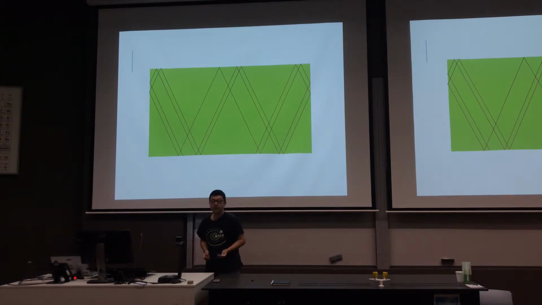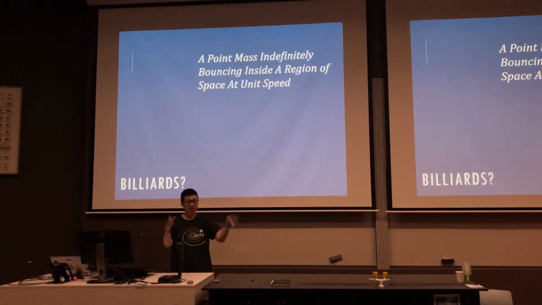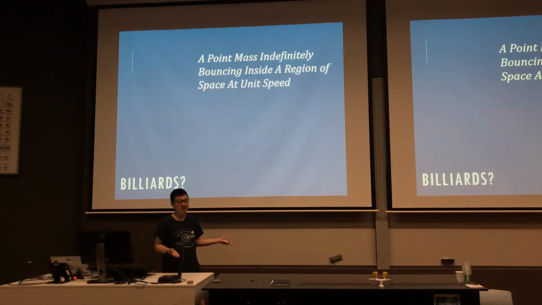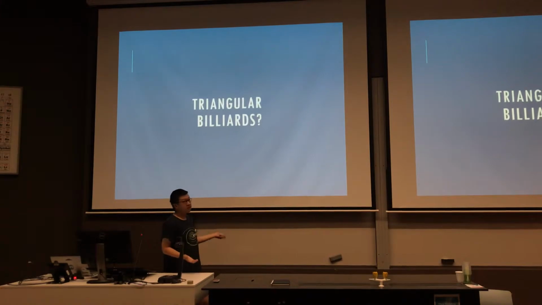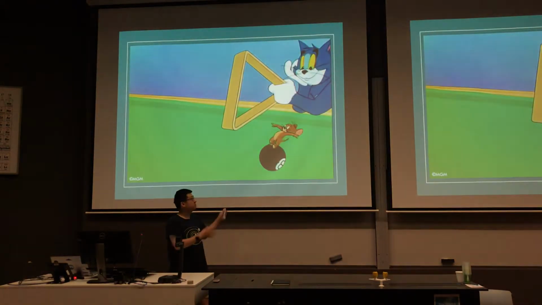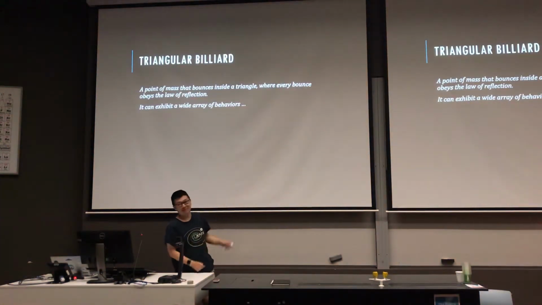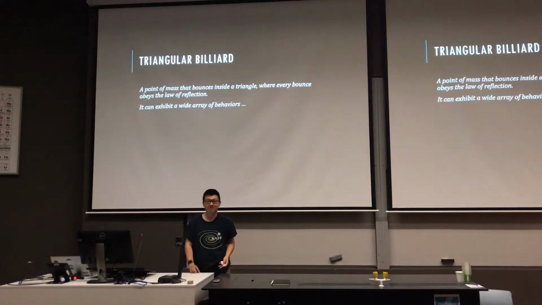This naturally brings us to the idea of a mathematical billiard. It is just a point mass bouncing inside a region, any region in space, at unit speed, which just says it never stops. With that in mind, you might ask, what's a triangular billiard? Well, as much as I love this scene, my summer research wasn't spent watching this all the time. Triangle billiard. Anyway, a triangular billiard actually is just a point bouncing inside a triangle.